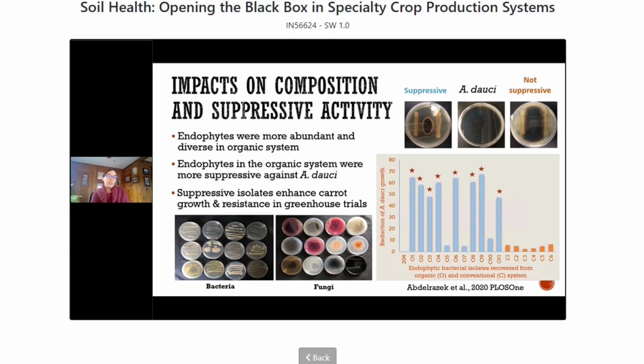And so she found, first of all, that these endophytes were more abundant, and they were also more diverse in carrot taproots grown in the organic system.